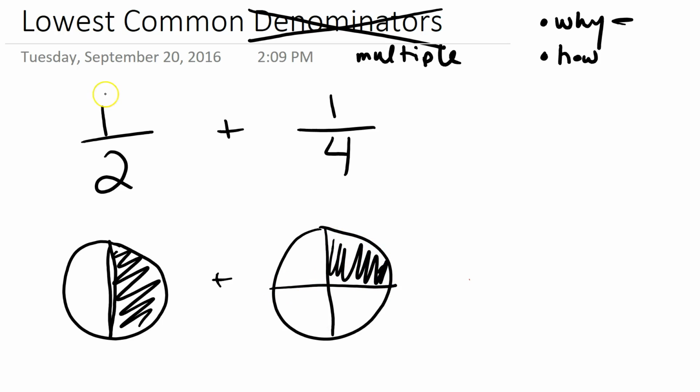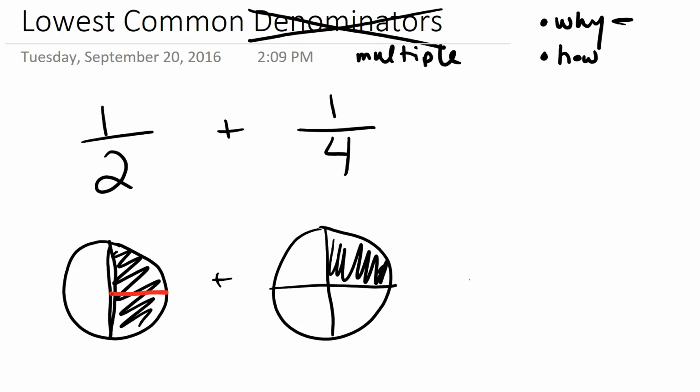What we need to do is get all of the fractions speaking in the same language. Because right now we can say, okay, if I have a half and I add a quarter, that's a half and a half of a half. Okay? That's just confusing. So when we're finding lowest common denominators or lowest common multiples, we're making them speak the same language.